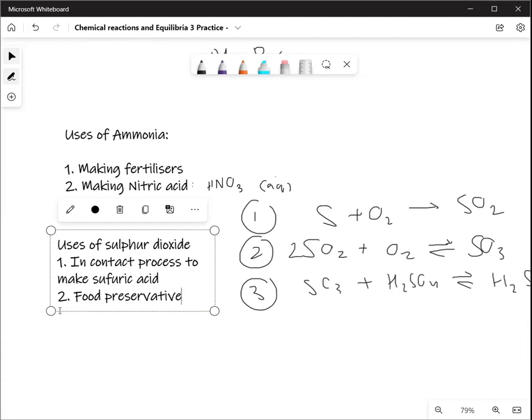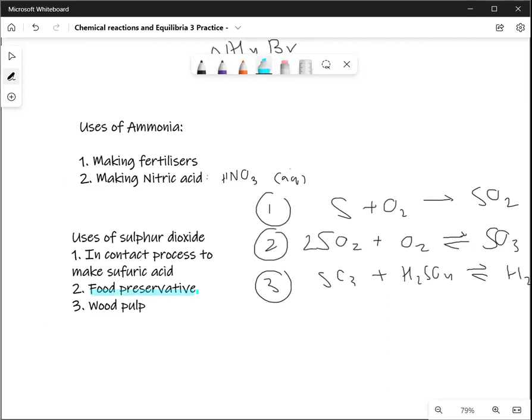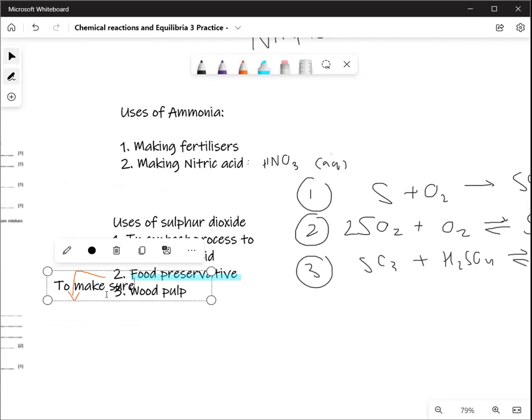You know what it means, yes? What is the meaning of food preservative? What food will they preserve? This word, preservative, means to make sure food lasts long. Please write this after.